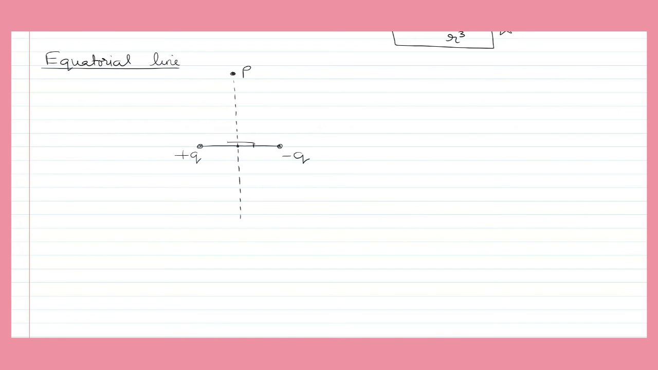The dipole moment is from minus q to plus q, and this point P, we can draw R like this. This is P, and the angle between P and R will be 90. So V will be equal to K P cos 90 upon R square, which will give us 0. So at the equatorial line, the electric potential is 0.